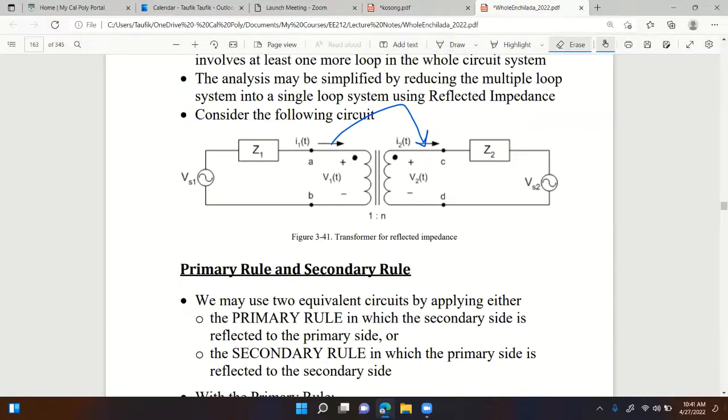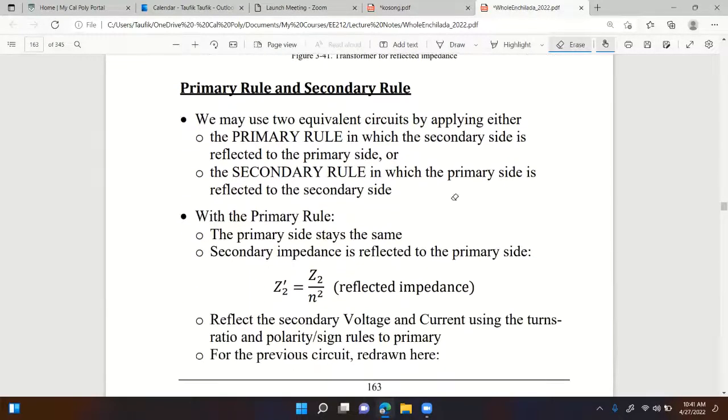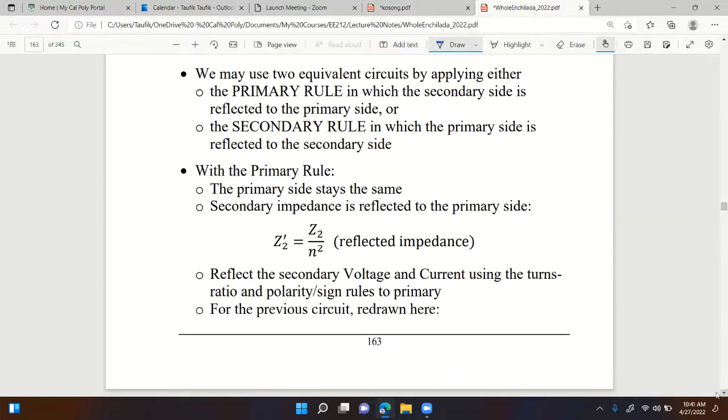All right. So that's what I have right here on primary rule and secondary rule. Again, primary rule is where the secondary side is reflected to the primary side, and secondary rule is where the primary side is reflected to the secondary side. So let's start with the primary rule. As I said earlier, the primary side stays the same, but the secondary side components would change. For example, the impedance.